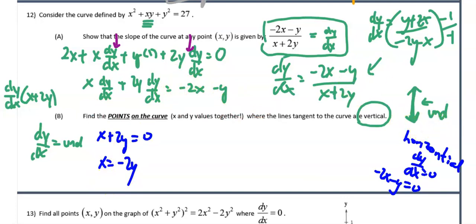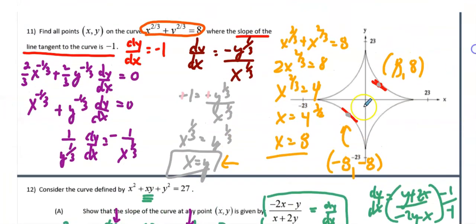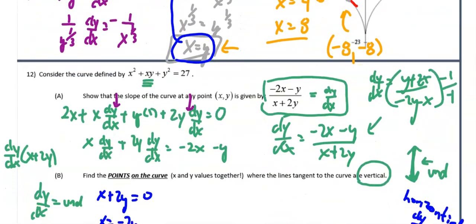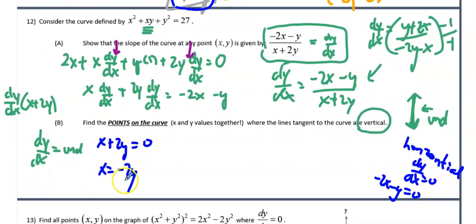So just like we did with example number 11, once we had our expression, we went and plugged it back into the original. And that's exactly what we do with 12. That's why these examples are right side by side. So we have x is equal to negative 2y. So everywhere you see an x, we're going to replace this x with the negative 2y.